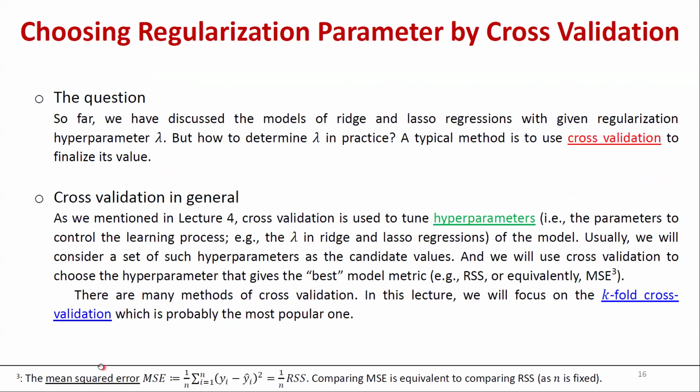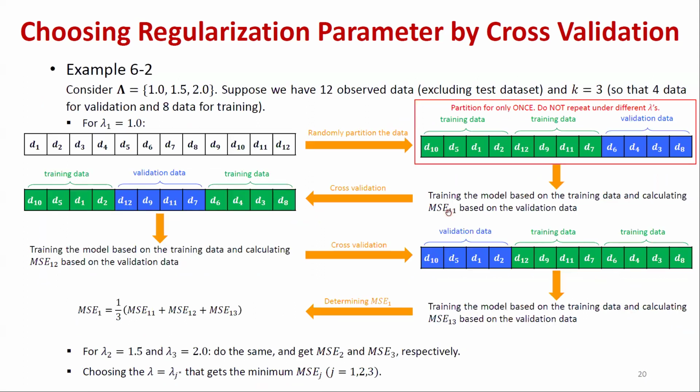And also I realize I forgot to mention the MSE. So MSE is the mean squared error. It is this one, and you can actually see the RSS is that part. So in other words, the MSE is nothing but 1 over n of RSS, where n is the number of observed data. So it's just the average RSS over the number of data.